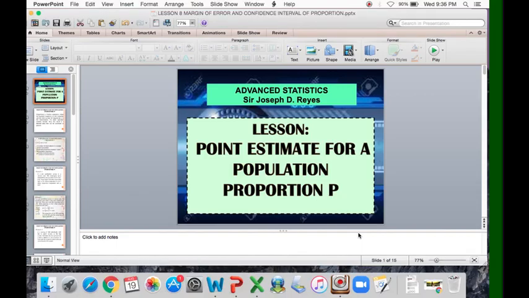Okay? So that's all about the lesson of point estimate for a population proportion P. Okay, our next topic for this is solving problems regarding point estimate for a population proportion P.